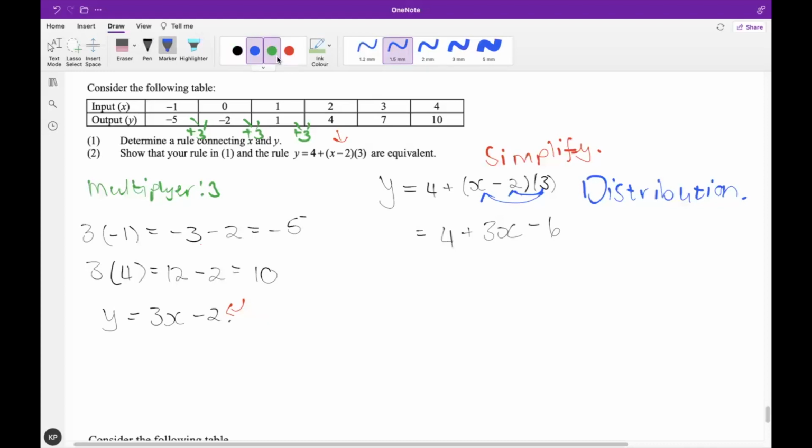Can we simplify this further? Look carefully. Yes, we have like terms. We have a 4 and a minus 6. What is 4 minus 6? Y is equal to 3x minus 2. Is that the same as our rule? Yes, so we have proven that these two are in fact equivalent. Okay.